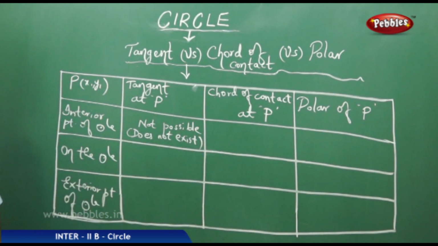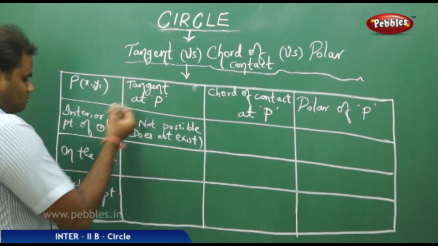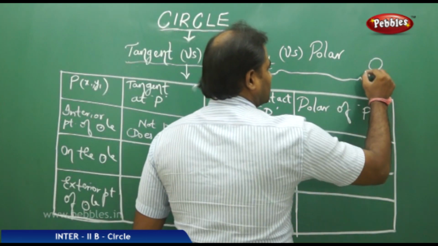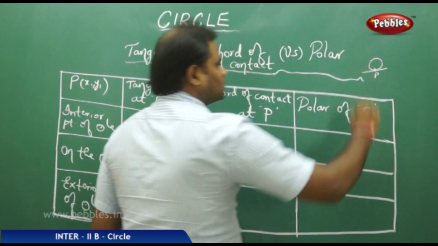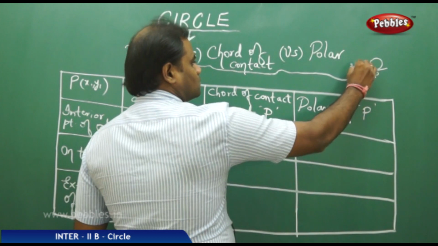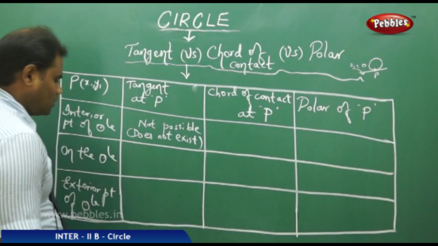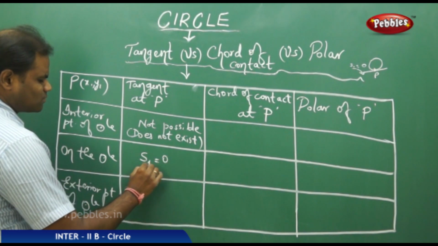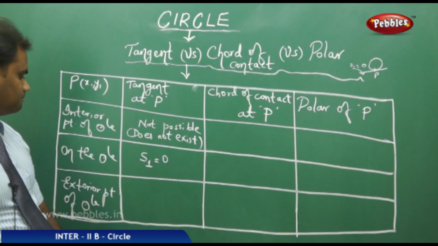So the tangent does not exist if P lies inside. And if the point is on the circle, then we all know that we have a tangent at P that is given by S1 equal to 0. So therefore, for a point on the circle, the tangent is S1 equal to 0.